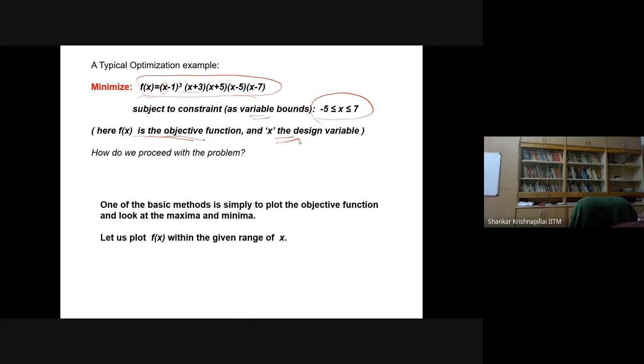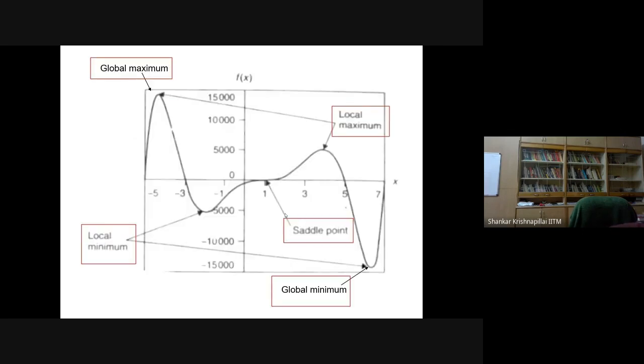So at this stage, we have not studied any mathematical method, so we will try to plot it graphically. The basic method is to simply plot the objective function and see where maxima and minima occur. So let us plot this objective function. I have plotted it. So this is the objective function.